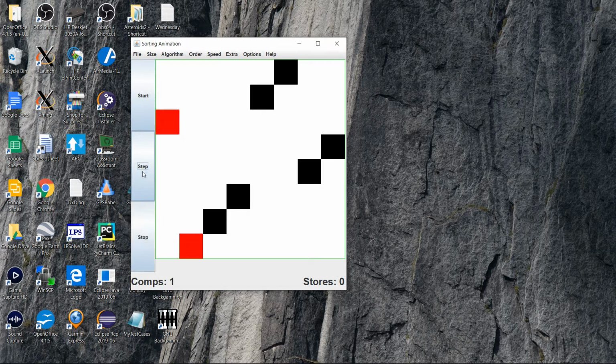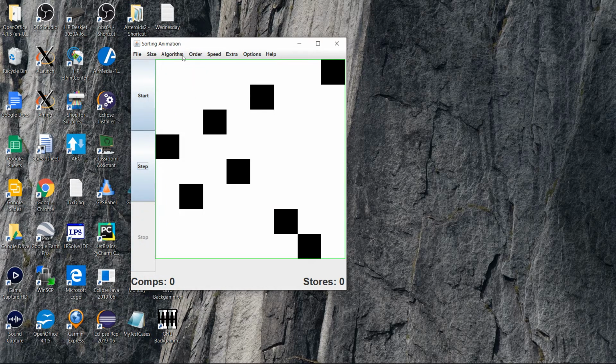Okay, let's see what we get. So we compare those two. Yeah, let's do insertion sort. Okay, so it'll compare those two, and since the one on the right's smaller than the one on the left, it will swap them. Okay, now it's got these two in the right order.